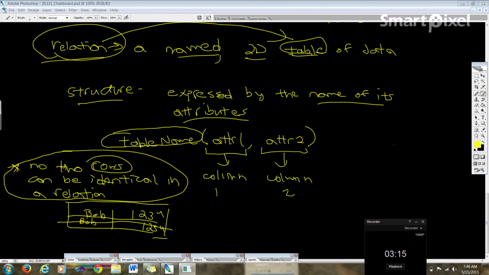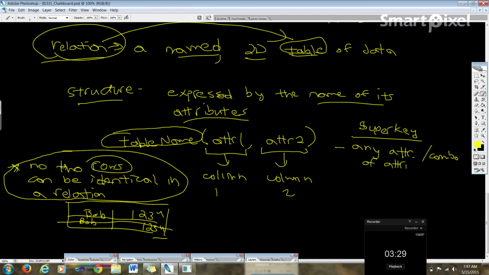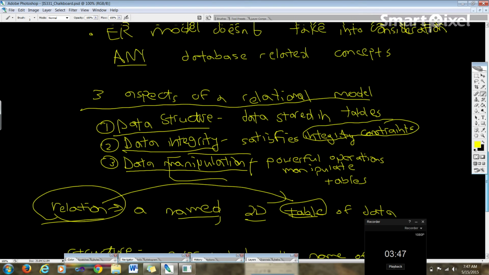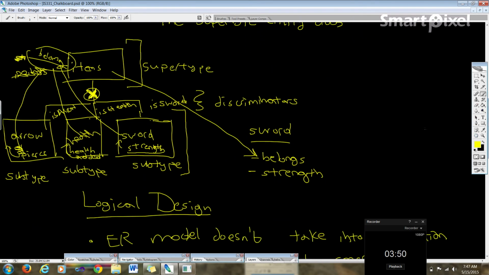Now, a superkey is any attribute or combination of attributes that can uniquely identify a row in a relation. Now that's pretty important. Why are superkeys important? Because we're going to use them to find candidate keys.